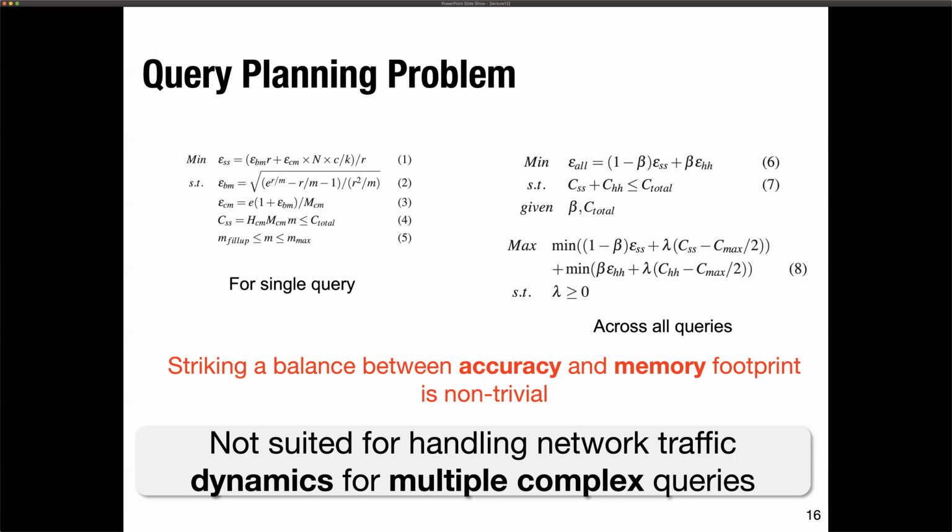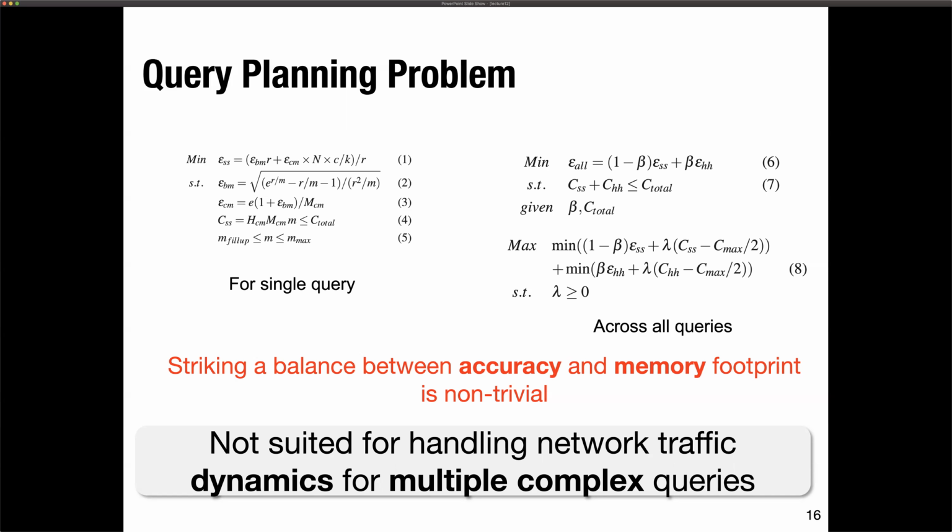So you have to solve an even more complex query planning problem, which is similar to what Sonata was also trying to do, but Sonata had relatively better abstractions to reason about the cost. So its query planning was relatively easier than OpenSketch, but nevertheless, it is a complex query planning problem to work with, right? Given these limitations, it is not suited for handling the network traffic dynamics for multiple complex queries, right?